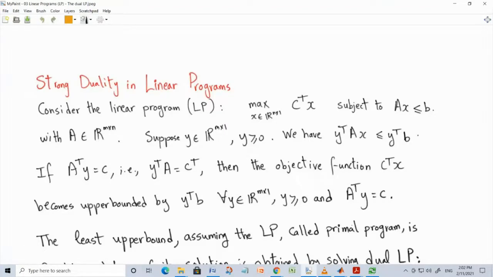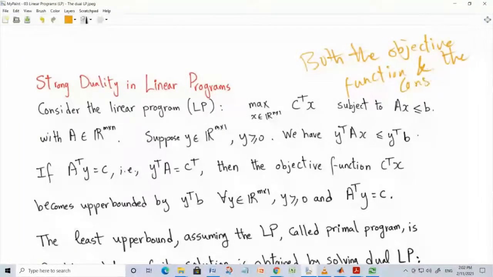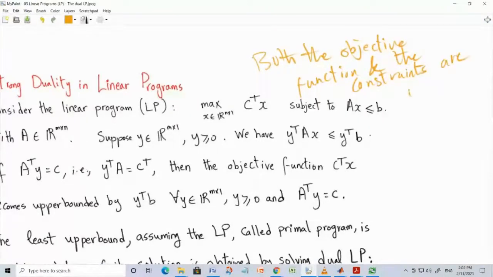So what is a linear program? A linear program is an optimization problem in which both the objective function and the constraints are linear functions. So that's the linear program.